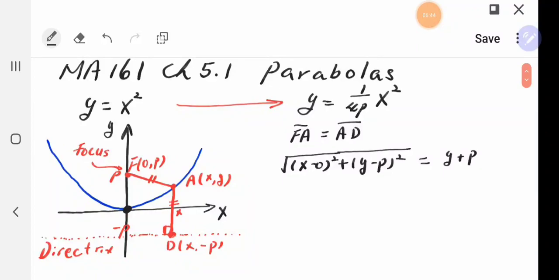So let's simplify this. We can square each side. This one will be x squared plus (y minus p) squared. So square each side.